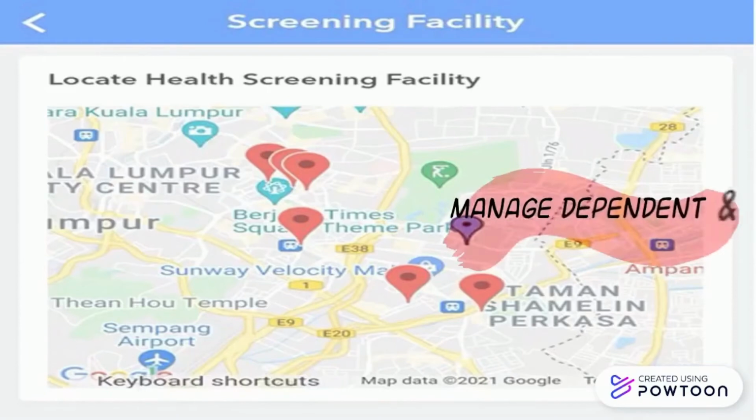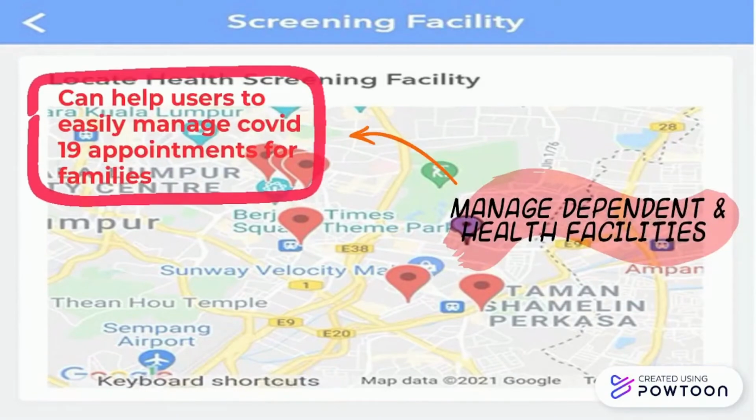Next is the function of Manage Dependent. Manage Dependent can help users easily manage COVID-19 appointments for families. Manage Dependent through the Mysejahtera facility will enable children to register their parents who do not have Mysejahtera. The information sent will be cross-checked with the details collected on Mysejahtera, such as individuals' health records from government or private health centres.